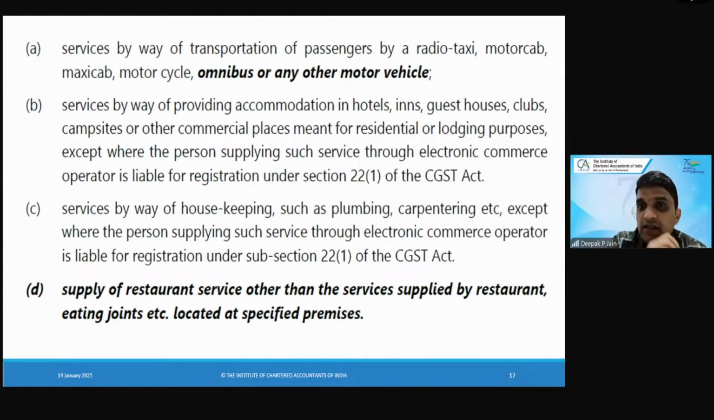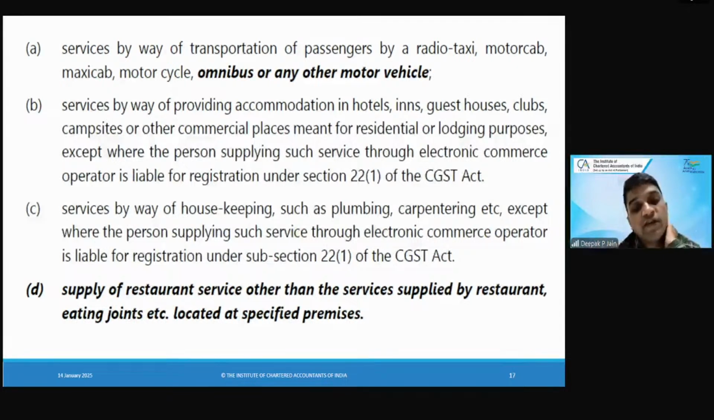Okay. Yes, there is an update here which Hardik has rightly brought up. This omnibus is only in case when it's a non-company. If it is a company, then they themselves have to pay, not the e-commerce operator. That we'll see in the statutory updates. So, service by way of transportation of passenger by radio taxi, motor cab, motorcycle, whatever you're using through an e-commerce operator, tax will be paid by the e-commerce operator themselves.